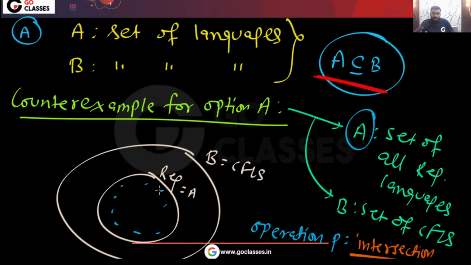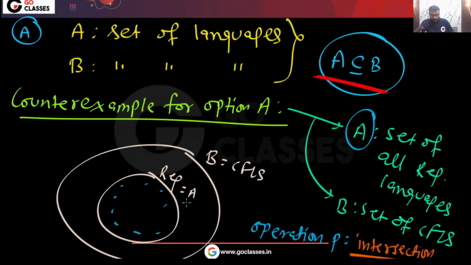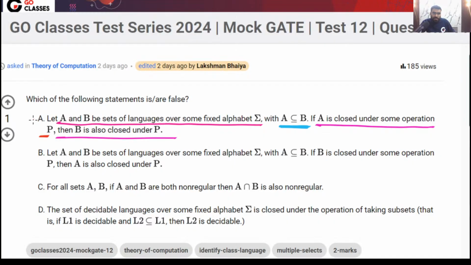Now you can take the operation equal to intersection. You can see this set of regular languages, set A, is closed under intersection, but this set B is not closed under intersection. Is this clear? So this statement, option A, is actually false. Did you understand the counter example?